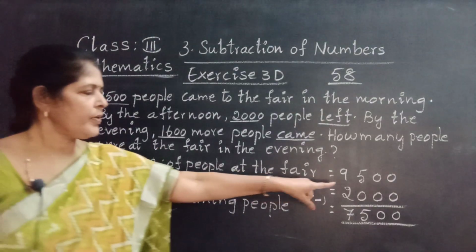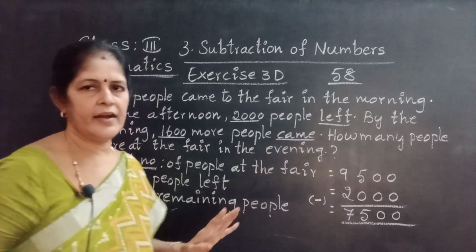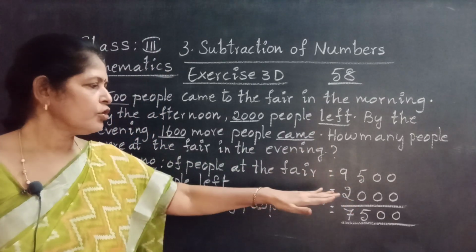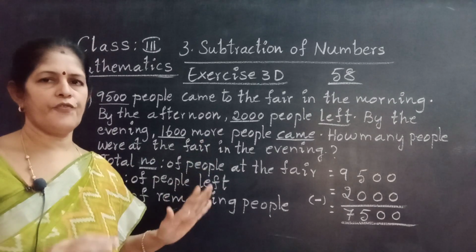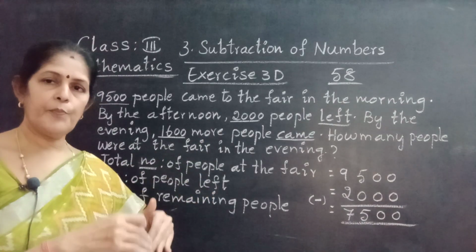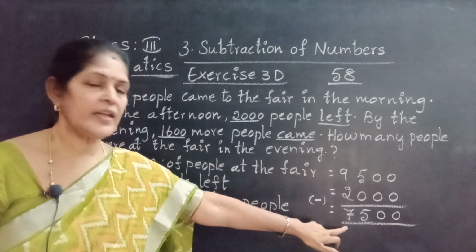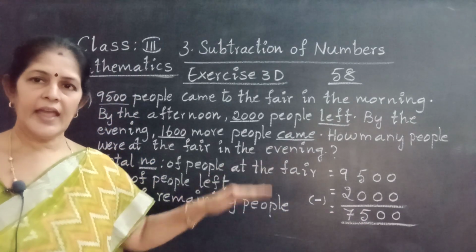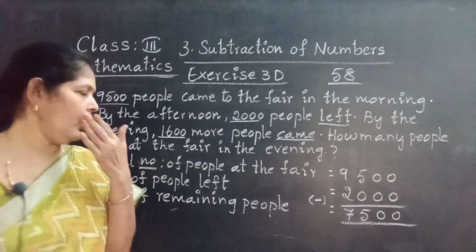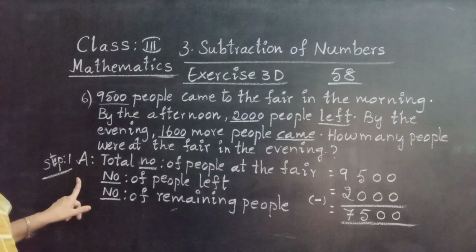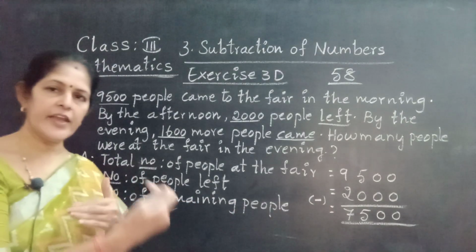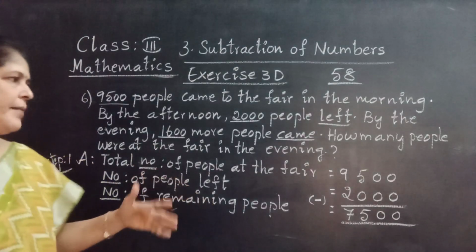Okay? Total people are 9,500. By the afternoon, 2,000 people went off. Then the remaining people at the fair means 7,500. Here we are using subtraction in the first step. Now the answer is going to continue in the second step.